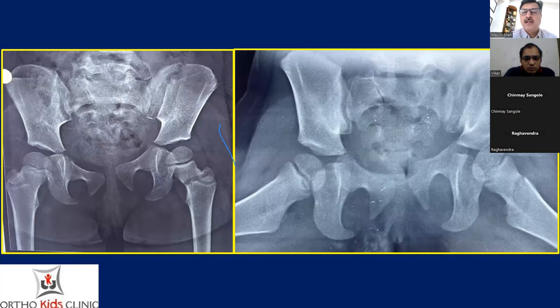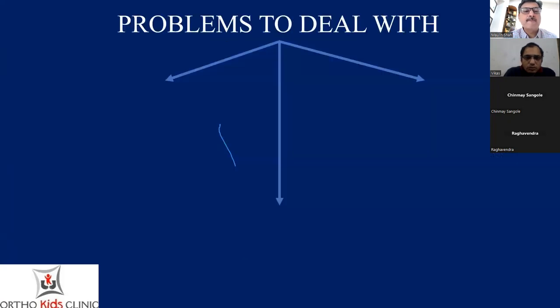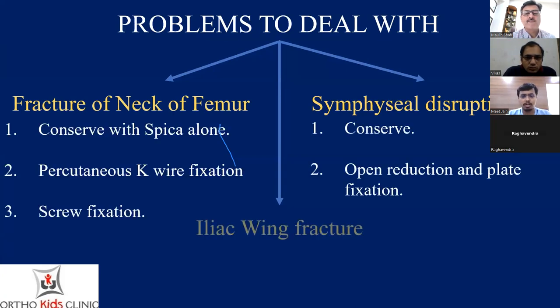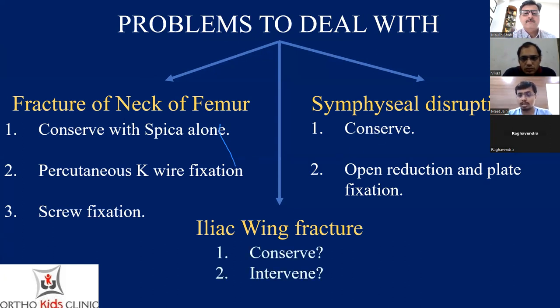Yeah. And this is a kind of eversion injury, you know. So intraoperatively, with a bit of inversion and traction, this symphysis got partly reduced. So let me show you. Meet, show the images. Just quickly go through the 3 problems that we had. There was a neck of femur fracture, a symphyseal disruption, and a posterior iliac wing fracture. The options for fixation of the neck were either a spica alone, percutaneous K-wires, or screw fixation. For symphysis disruption, we could either conserve it or open and reduce it. And for the iliac wing fracture, should we conserve or intervene?